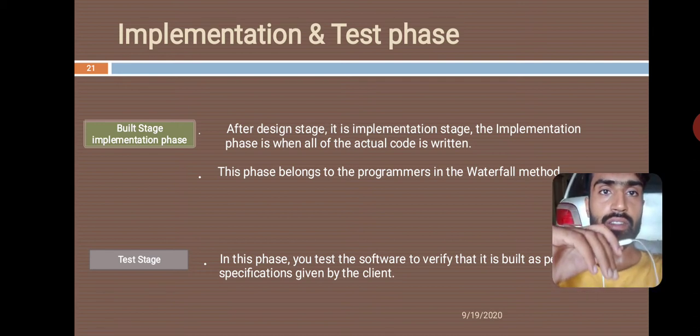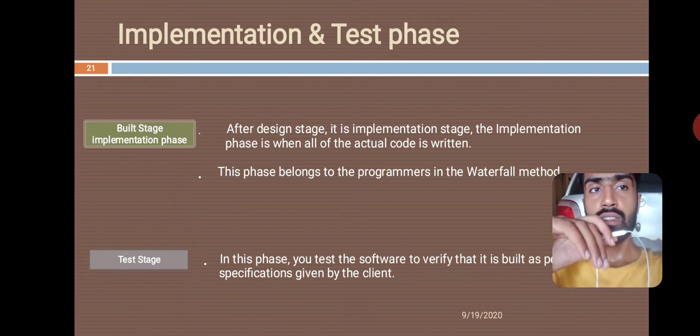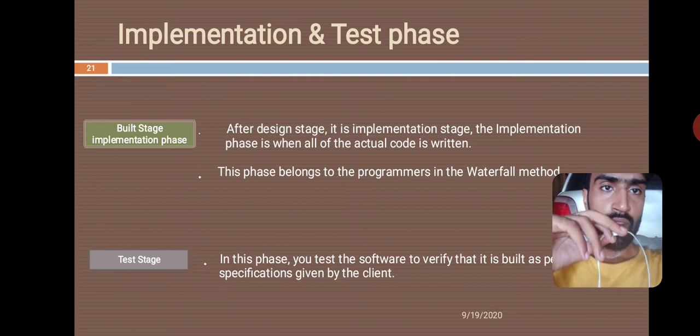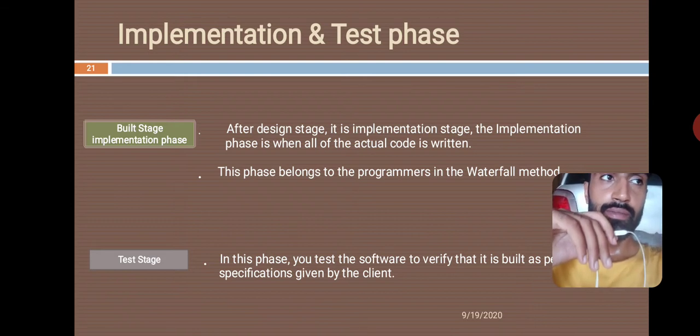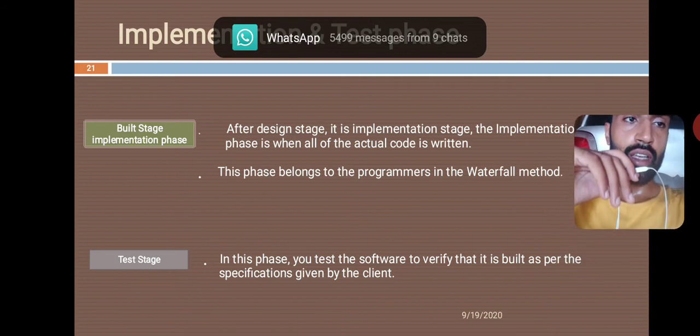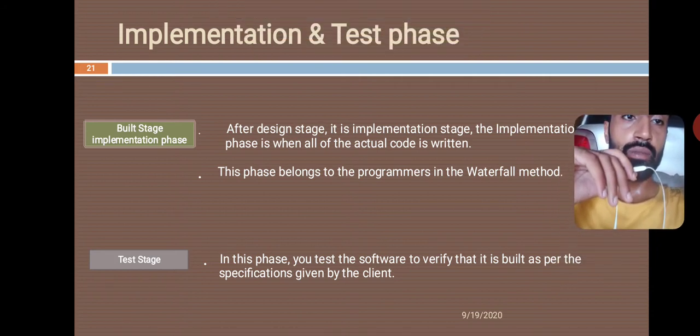Implementation and test phase. Build stage, implementation phase. After the design stage, it is the implementation stage. The implementation phase is when all of the actual code is written. This phase belongs to the programmer. In the waterfall method, test stage: in this phase, you test the software to verify that it is built as per the specification given by the client.